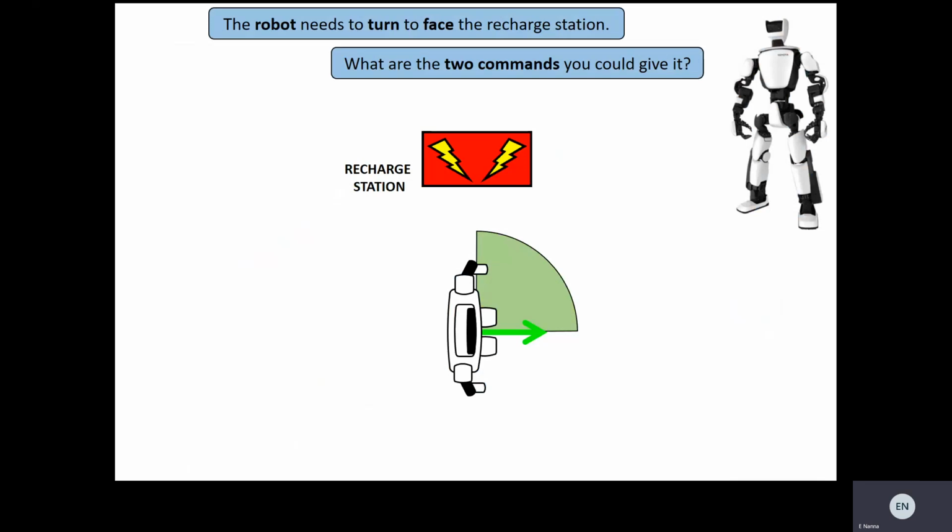Now, let's look at the next one. So we've learned how to find the sum of angles on a straight line. Let's see what happens next. Now, the robot needs to turn to face the recharge station. What are the two commands you could give it?